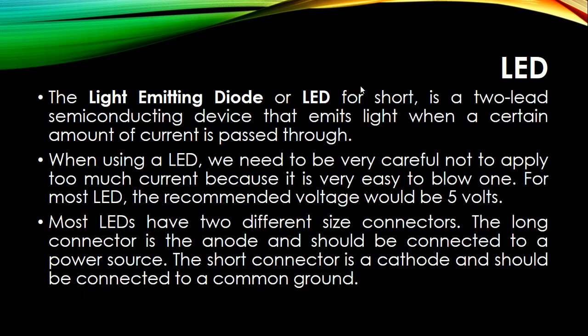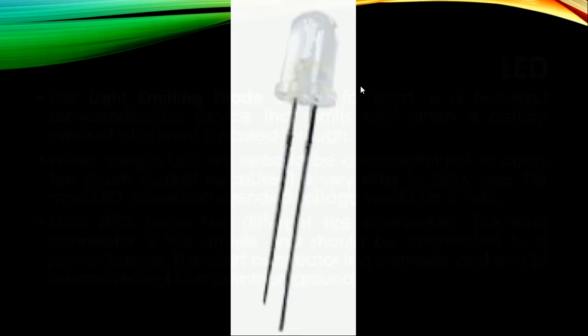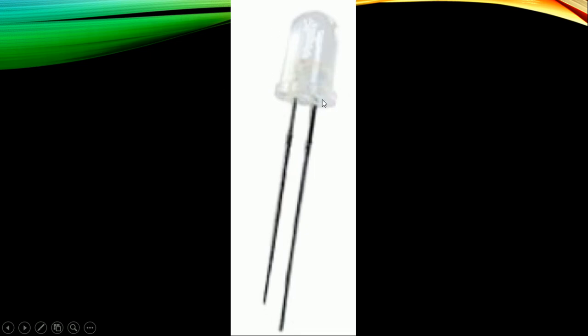Most LEDs have two different size connectors. The long connector is the anode and should be connected to a power source, to the positive, to 5 volts. The short connector is the cathode and should be connected to a common ground. So this is an example of an LED. Of course, the longer lead should be connected to the power source, for example 5 volts, and the other should be connected to the common or ground. Do not interchange them because you may destroy your LED, or your LED will be non-functional.